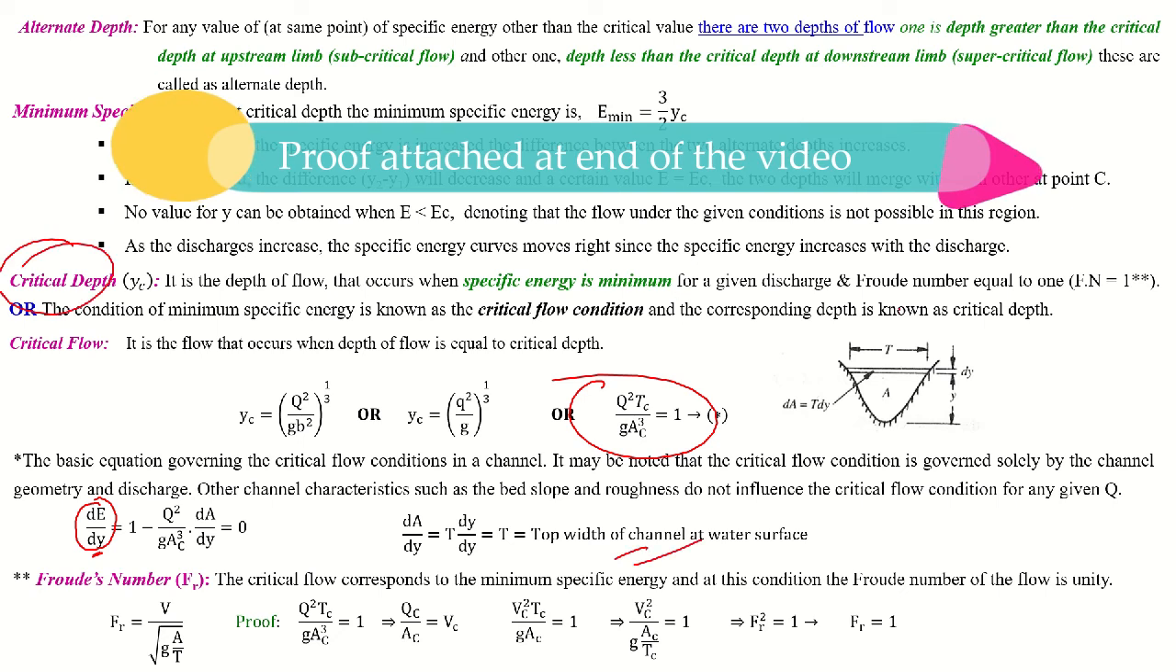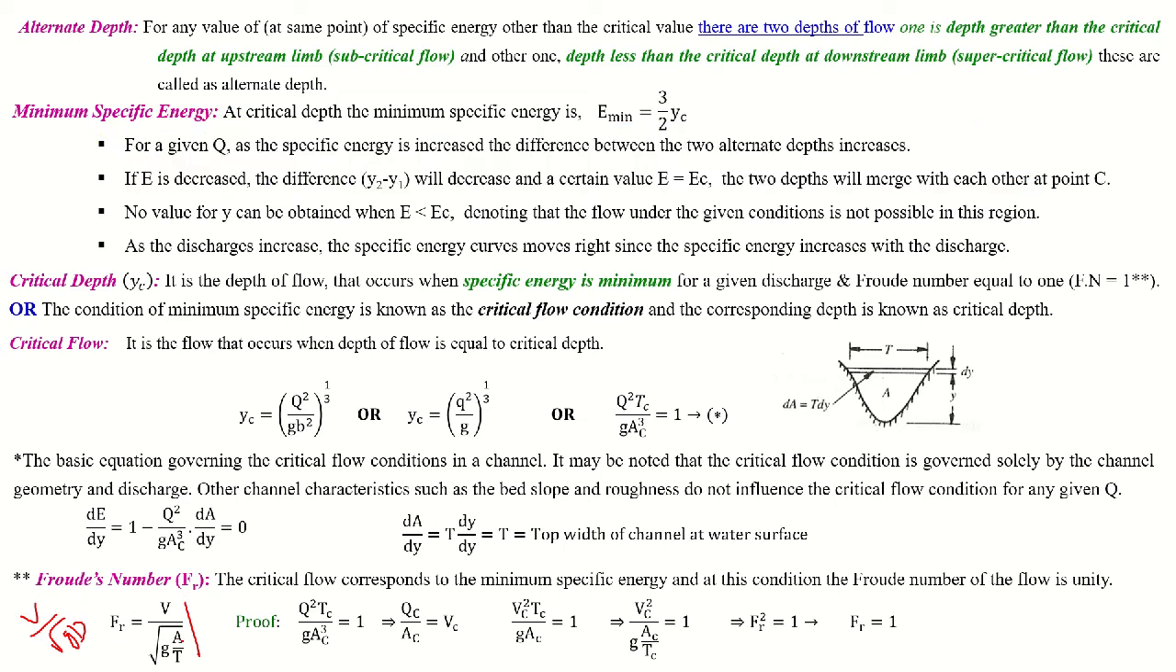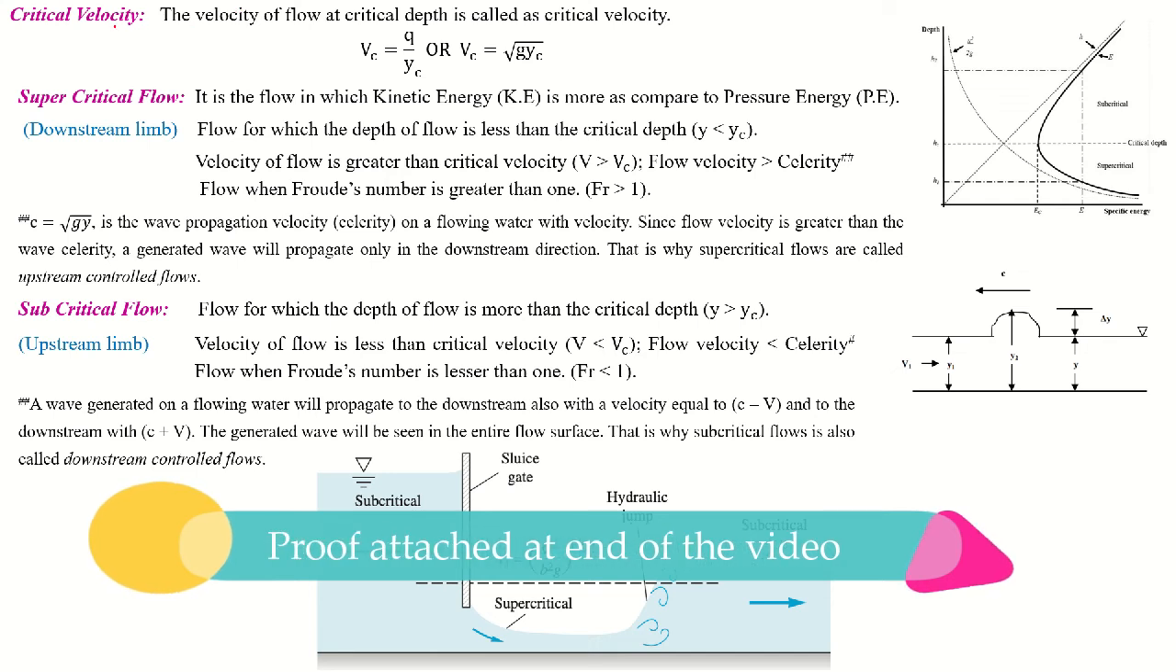At the critical depth, the Froude number is 1. The Froude number, as we know, is the ratio of inertial force to gravity force, and we can write it as V by root GD, where D is the hydraulic depth, that is the ratio of area to top width. So the Froude number is written in terms of hydraulic depth. Simplify this equation with respect to your depth and you will get Froude number 1. You can conclude that at the critical depth, the specific energy is minimum and the Froude number is 1. At the critical depth, what is the velocity? That is the critical velocity, and the velocity equation can be written in this condition.